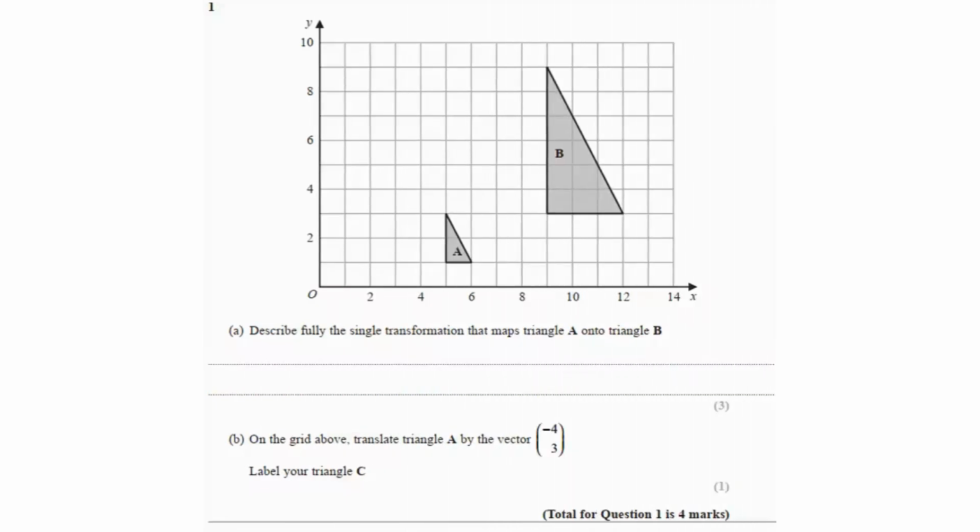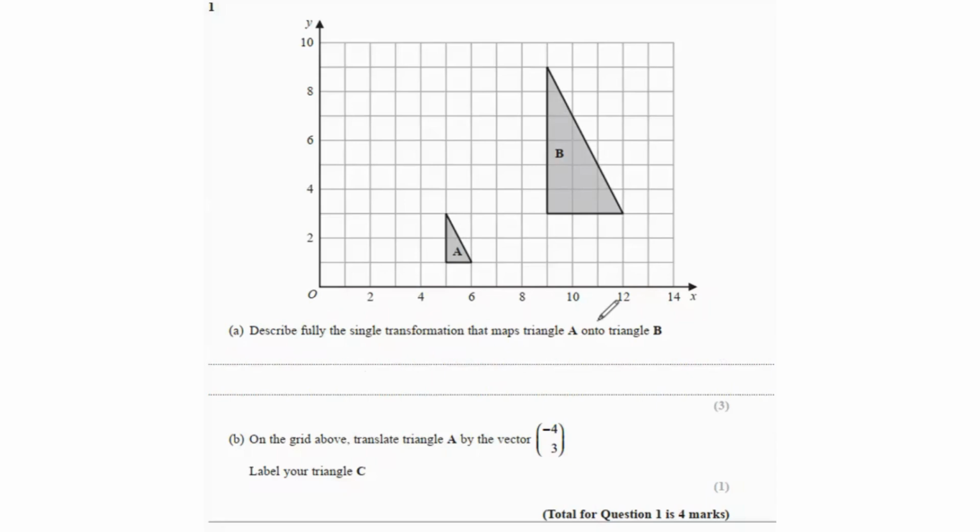Today we're going to do transformations. We're going to do transformation of shapes, which includes translation, enlargement, rotation, and reflection. So let's start with the first question. It says, describe fully the single transformation that maps triangle A onto triangle B. So we have to figure out what is the single transformation that maps triangle A onto triangle B.